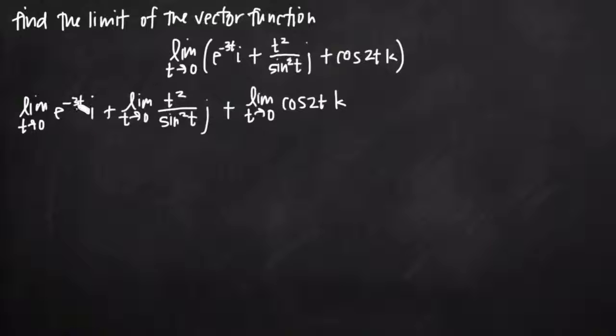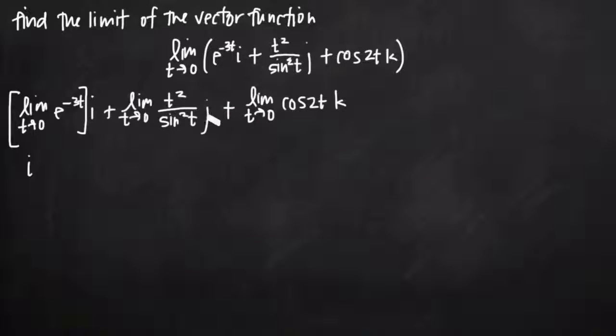If we evaluate e to the negative 3t as t goes to 0, we get negative 3 times 0, which is 0. e to the 0 is just 1. So this whole limit as t goes to 0 of this function just becomes 1. So we have 1 times i, or just i, and it simplifies that easily.